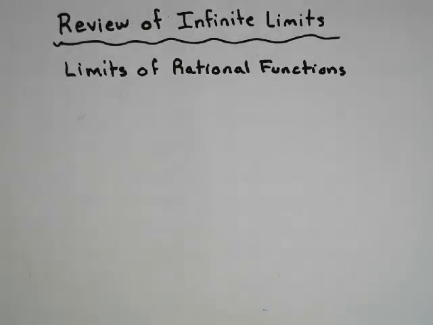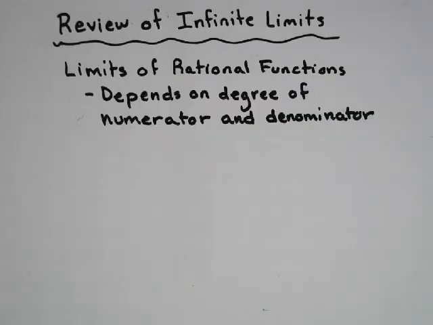So the first type of limit that we're going to review is limits of rational functions. So if we have a polynomial over a polynomial, the limit depends on the degree of the numerator and the denominator: whether the degrees are the same or they're different, and the top is bigger versus the bottom is bigger. So we're going to investigate all three cases.